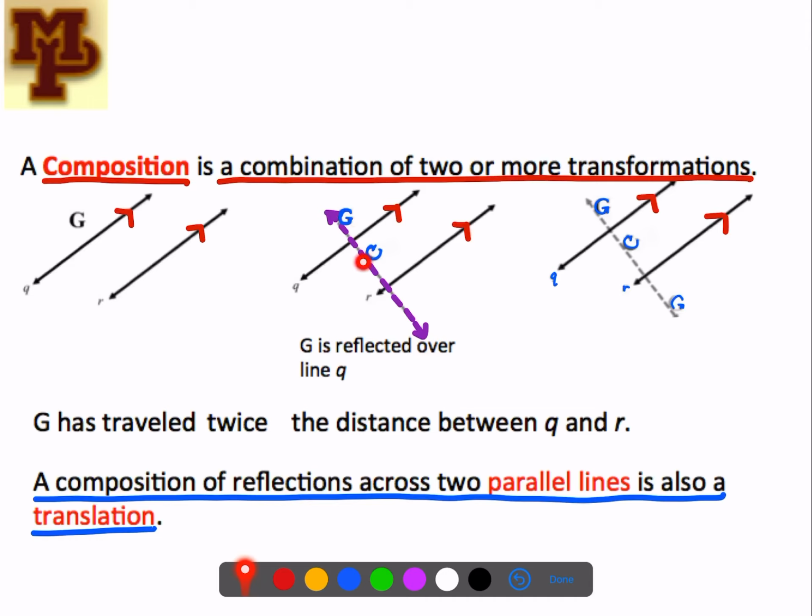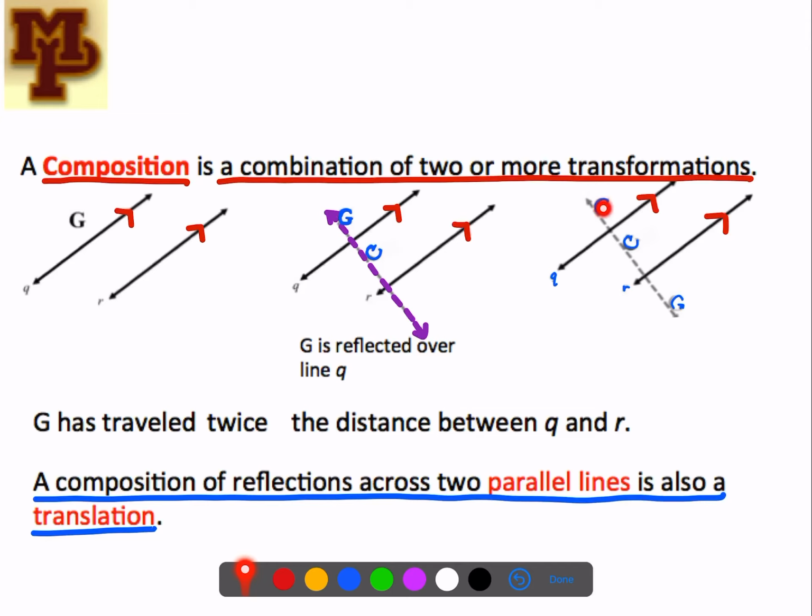So now I reflect G prime across line R, and that will leave me with G double prime down here, this figure at the bottom. If you look at our original pre-image as well as our final image, they look like they have the same orientation. They're facing the same way. That's the main key here. A composition of reflections across two parallel lines. I just did two reflections across parallel lines. That is the same exact thing as a translation.